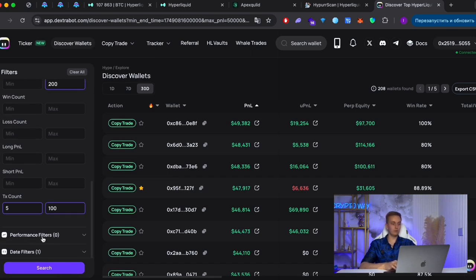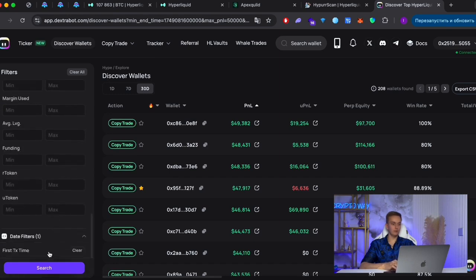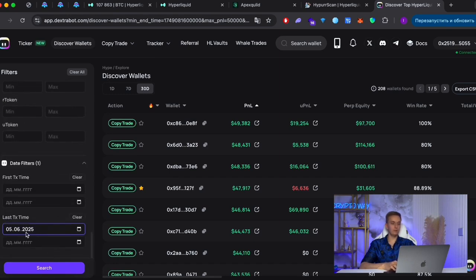In the next section, Performance Filter, I won't set anything. And let's take a look at the last section, Data Filters. In this section, you need to set the time of the most recent trades so you can see only active traders, not those who traded 6 months ago, but current wallets that you could say are trading in real time. After that, click Search and the service will select all wallets that match the filters you've set.